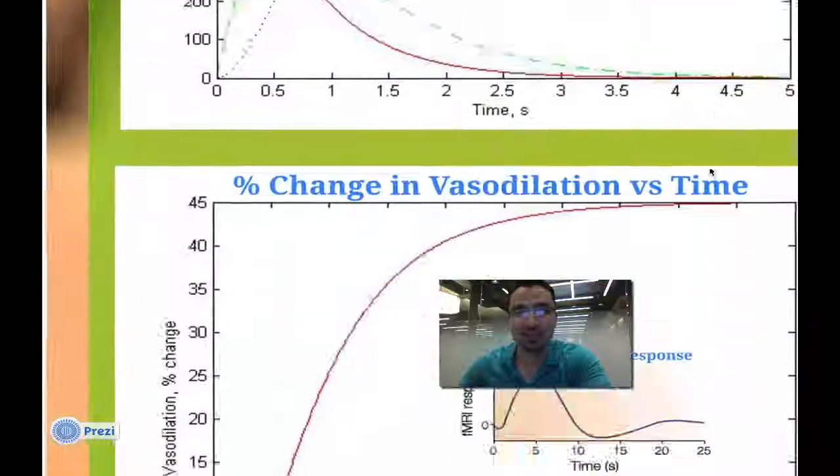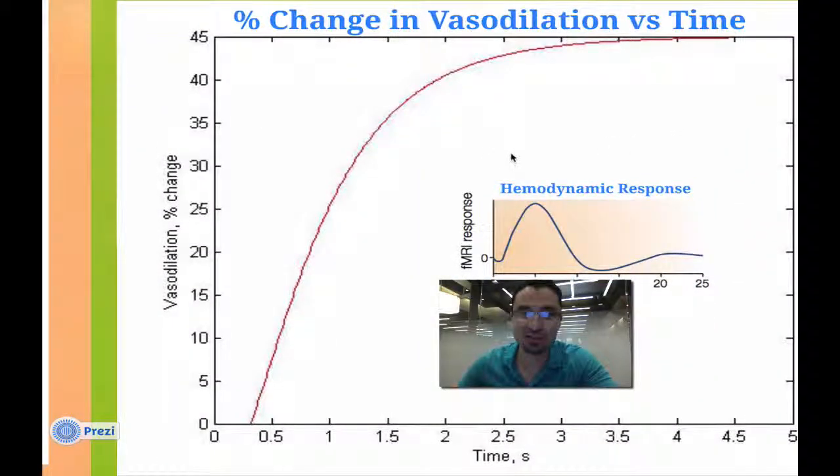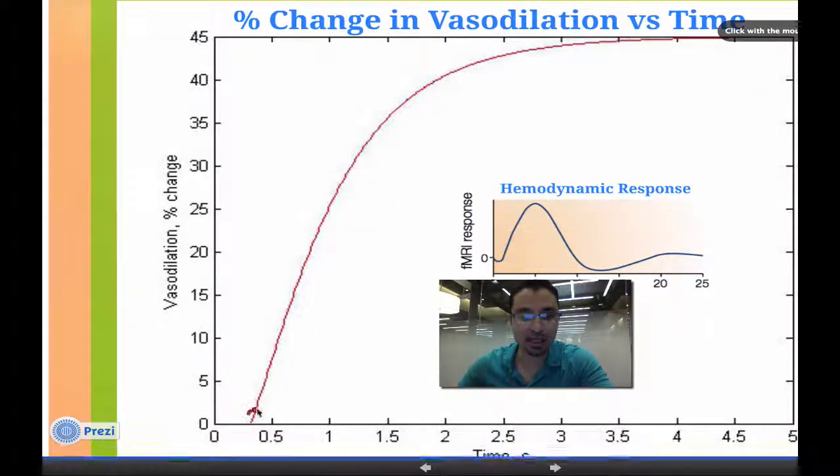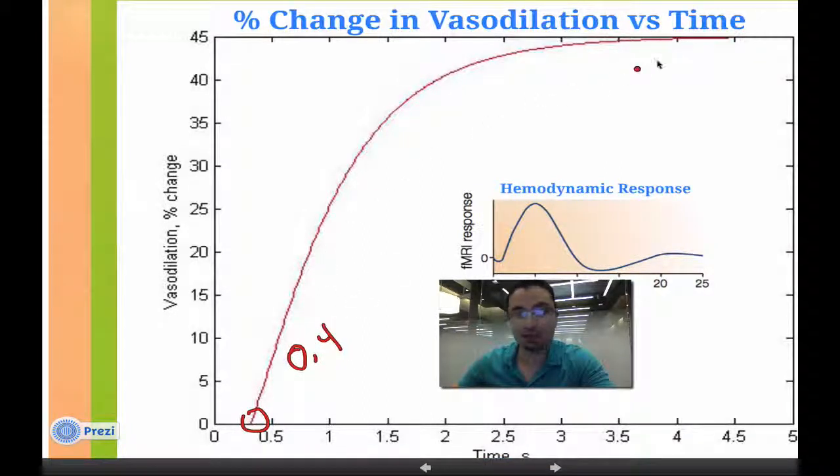Okay, so the next slide here is showing you the change in vasodilation as the smooth muscle cells are receiving the glutamate concentration. What you're seeing here is that at roughly around 0.4 seconds, it starts to dilate and reaches its peak around 4.5 seconds, which is very similar to the hemodynamic response, as you can see here in this graph, as we talked about before. So the model looked very promising.